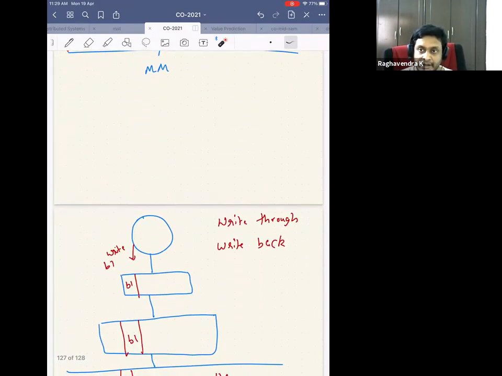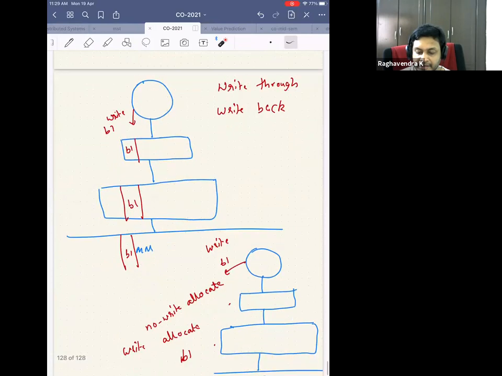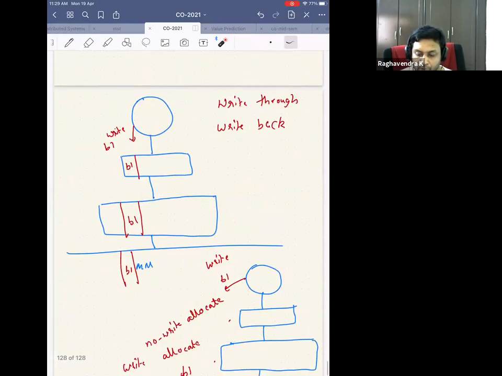The CPU has generated a write, which means it's a store instruction, and it is for block B1. What do you mean by write through cache? If it's a hit in L1, I update the contents here. If it's a hit in L2, I update the contents here, and then I'll update the content here. That is a write through. I write through all levels of cache. That's why it's called write through cache.